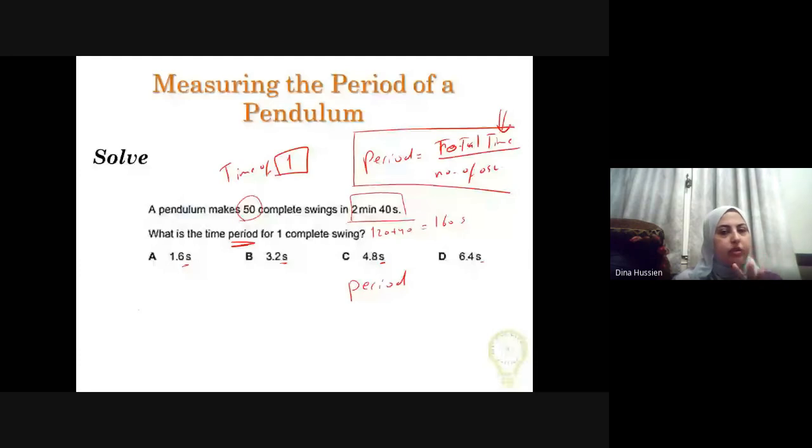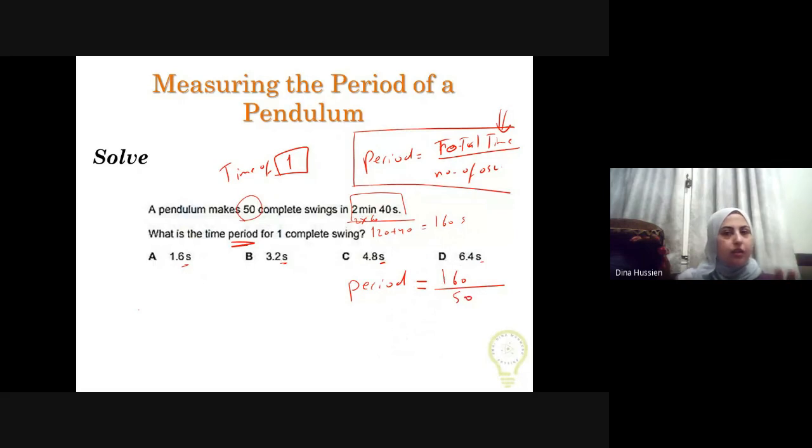So how can we calculate the period from this one? The total time, we convert it into seconds. So 2 minutes is 2 times 60, this is 120 seconds, plus 40, so this is 160 seconds. So the total time we have is 160 over the number of oscillations, which is 50. So when you divide it, you're going to get the correct answer.